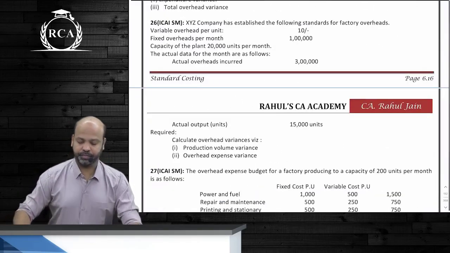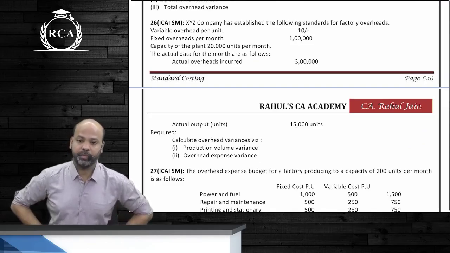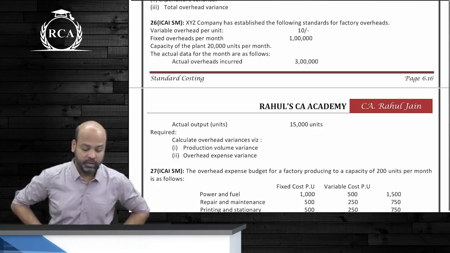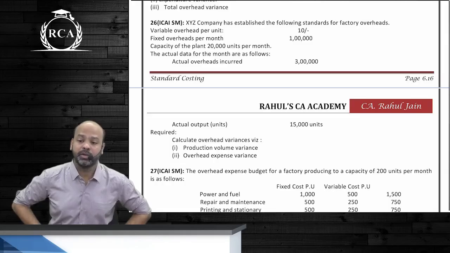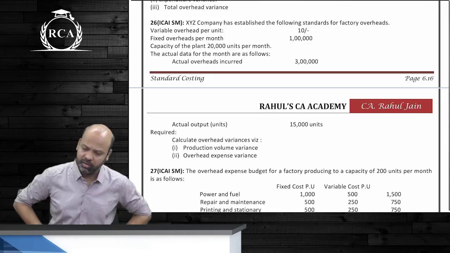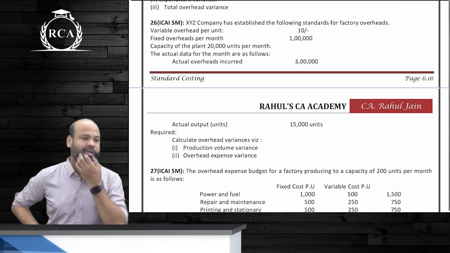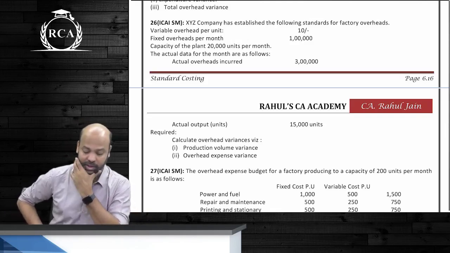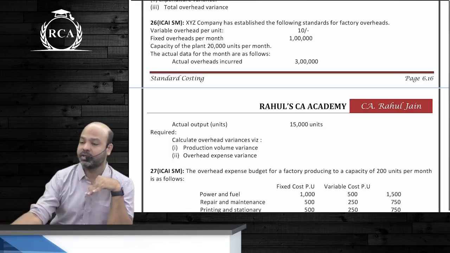Sixth one. XYZ company has established the following standards for factory overheads. Your variable overhead rate per unit is 10 rupees. Fixed overheads per month are 1 lakh. Capacity of the plant is 20,000 units per month. We will have to assume that budgeted production is also equal to 20,000 units. We are budgeting that we are going to operate at 100% capacity. So budgeted output is 20,000 units. The actual data for the month are as follows. Actual overheads incurred is 3 lakhs. Actual output is 15,000 units. You're required to calculate production volume variance, overhead expenditure variance.